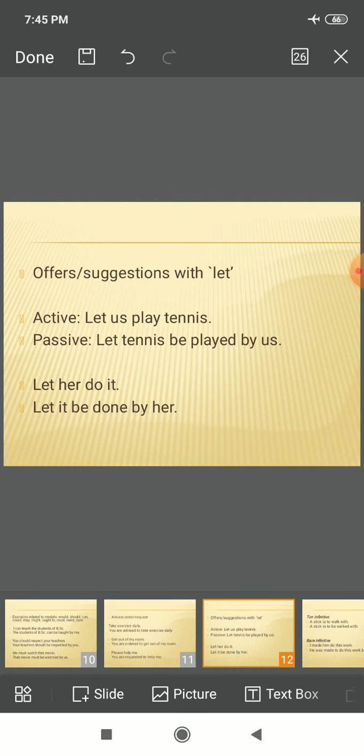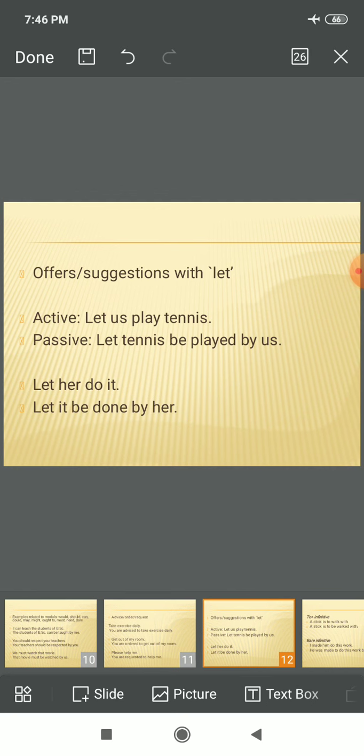Next is offers and suggestions, which are made passive by using let and be. In what manner? In active voice, let us play tennis. Let tennis be played by us. Whenever offers are there in a sentence, whenever we are being offered some suggestion by somebody, right? Let us play tennis. If we are suggesting to our friend, let us play tennis, how can it be said in passive? Let tennis be played by us, right?